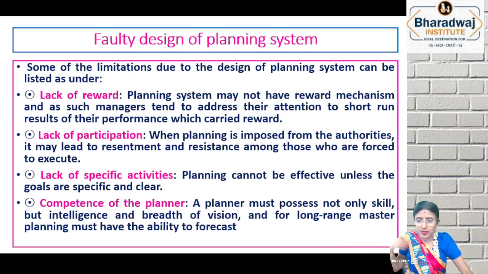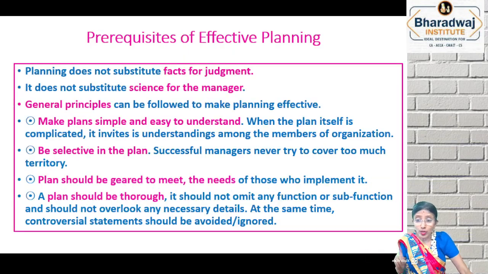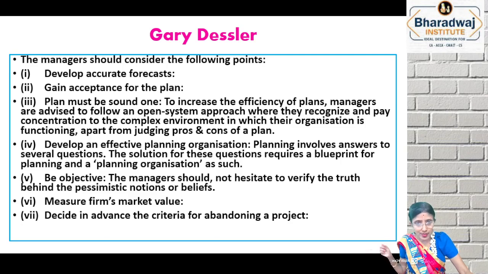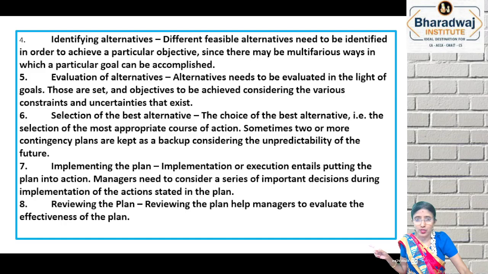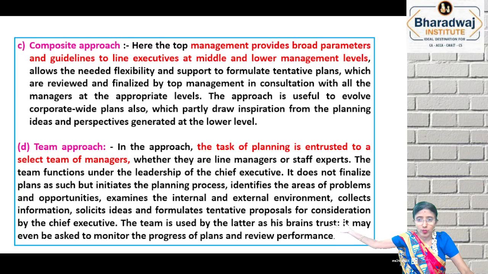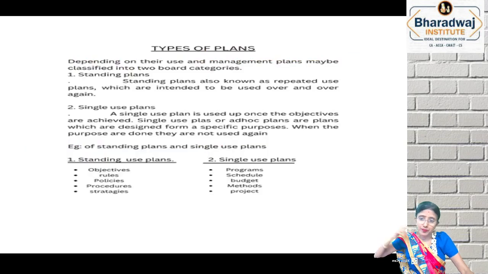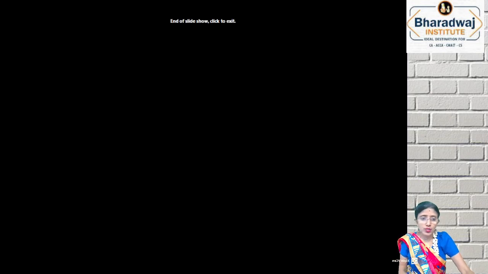Faulty design of planning system. Sometimes, planning doesn't work. What is that? Why is the design faulty? That is also given to you. Prerequisites, Gary Dessler's points. All these are given to you. Steps in planning process. Very clearly given. And approaches to planning. We saw, no? Top down, bottom up, composite team. Okay, types of plans, single use and multi-use. Yes, with this it's over.